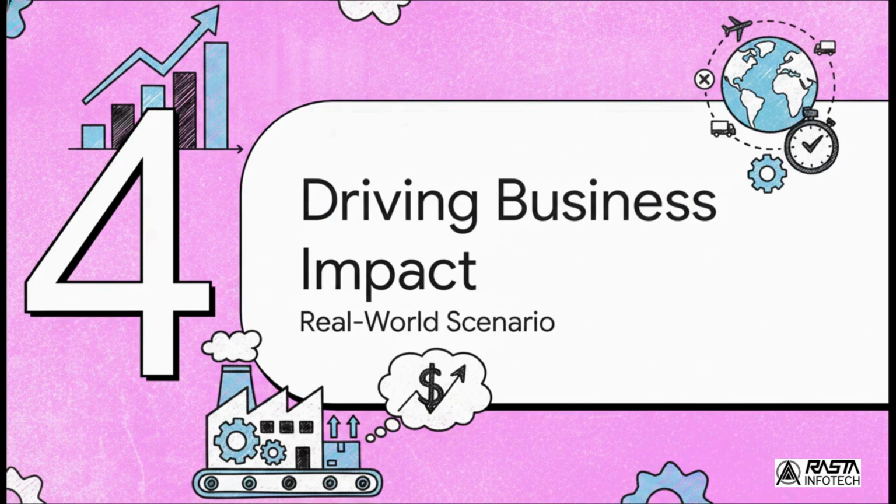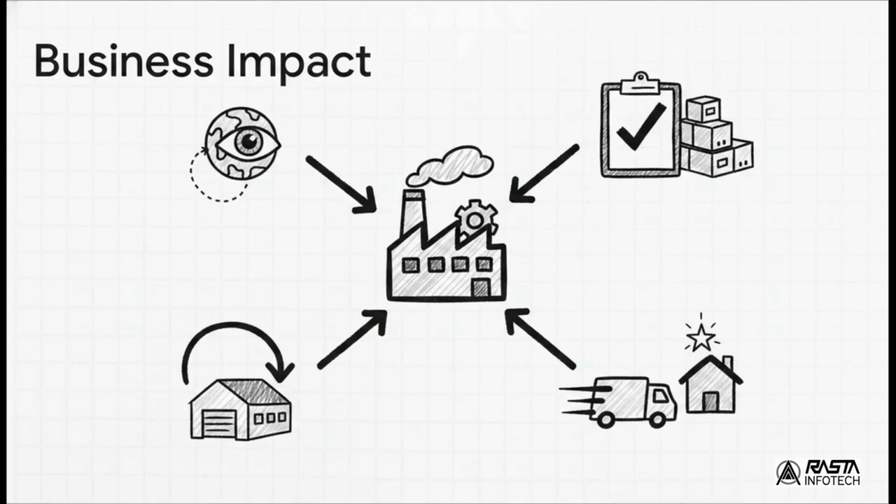Finally, part 4, driving business impact. Why does all of this actually matter? Let's anchor this to a real-world scenario. Our source material highlights Rasta Infotech to show us the tangible results of nailing this architecture. By leveraging SAP plants correctly, they achieved perfectly optimized supply chain visibility and significantly improved their inventory accuracy, mainly because those storage locations roll up so flawlessly.